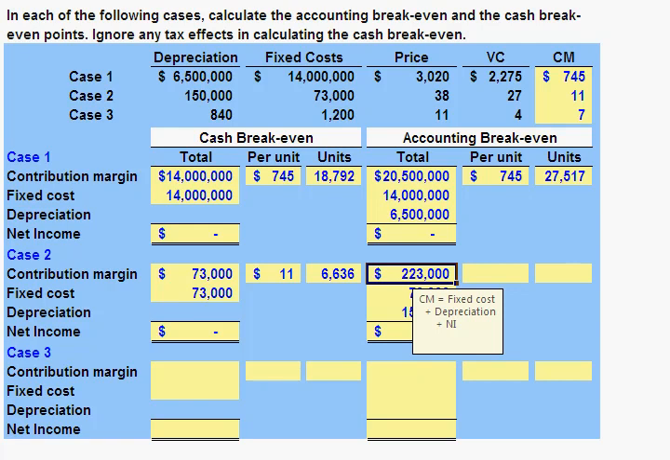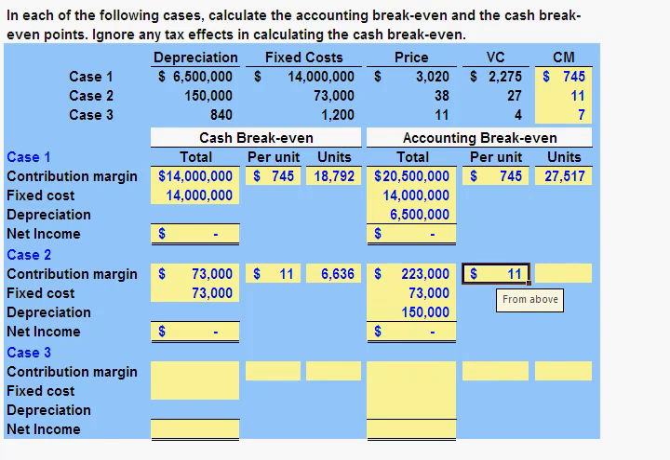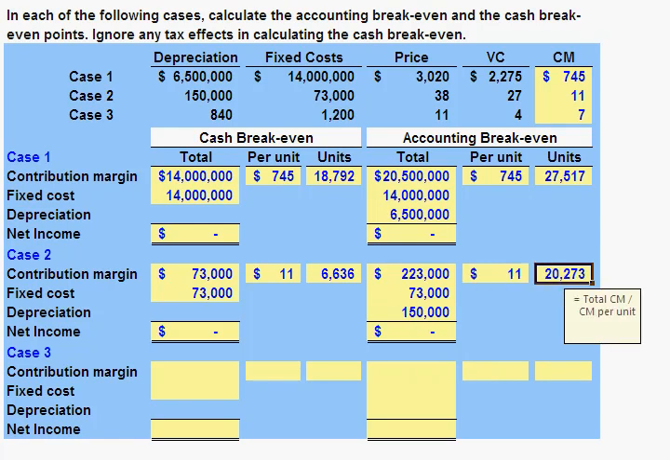Our contribution margin per unit was $11. So to calculate our break-even point in units, we take our total contribution margin required of $223,000 and divide it by our contribution margin of $11 per unit, and we find accounting break-even occurs at 20,273 units.